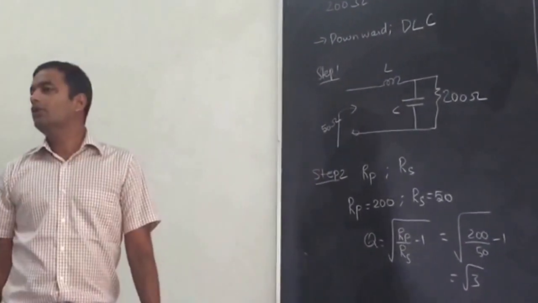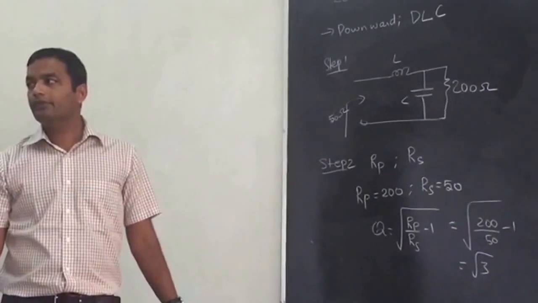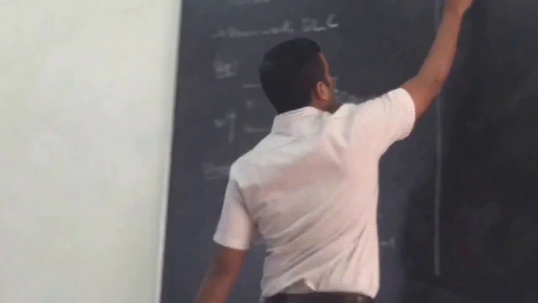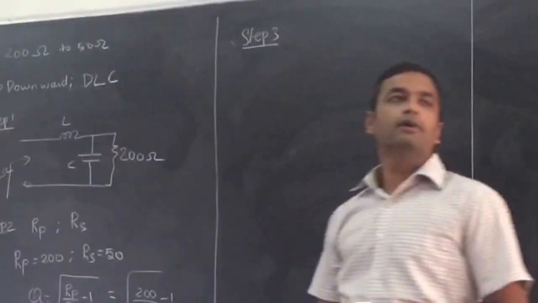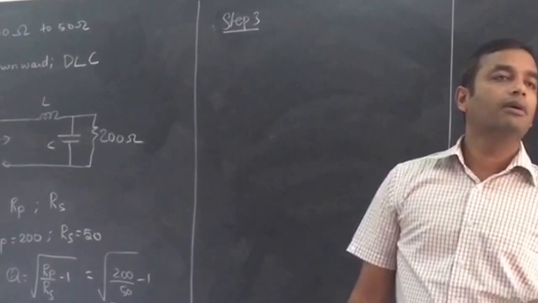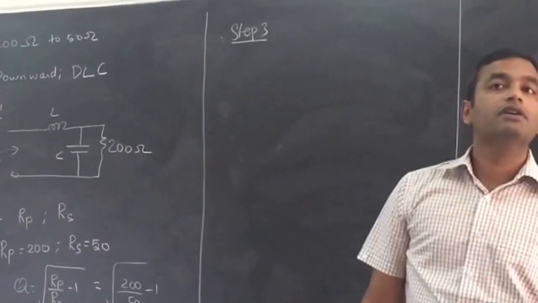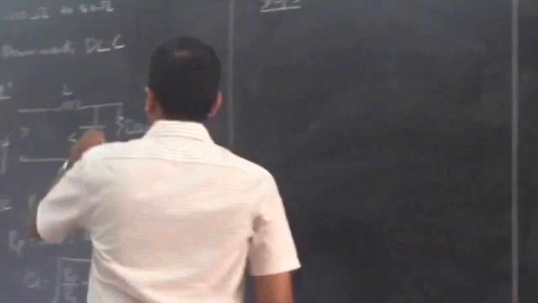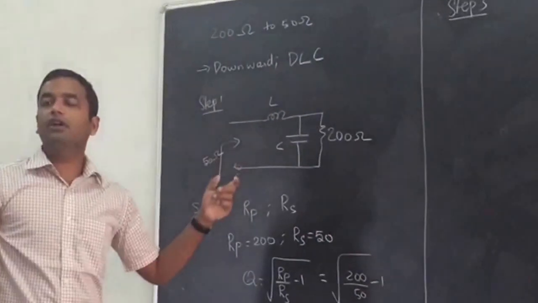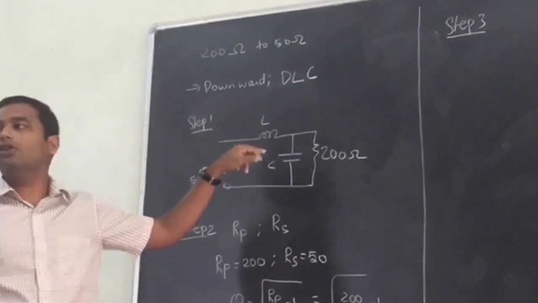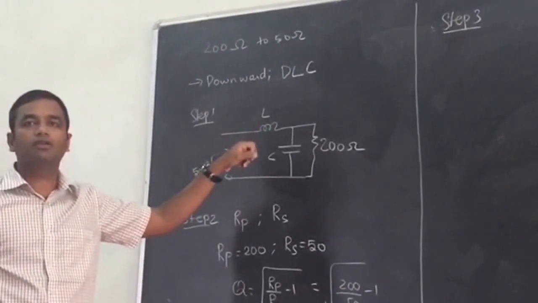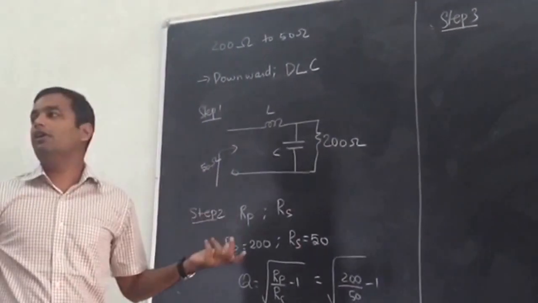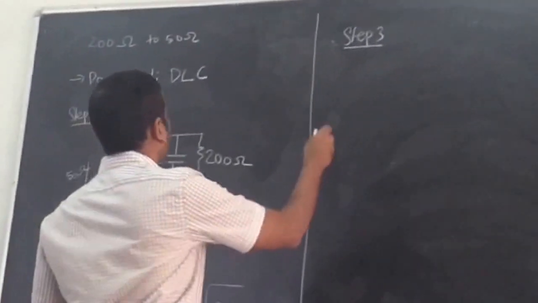This is step 2. What is step 3? Convert into series circuit. In that case you had a series circuit so you converted it into parallel. Here what do you have? Parallel circuit. So what should you convert it into? Series. Convert it into series, so I draw that circuit.